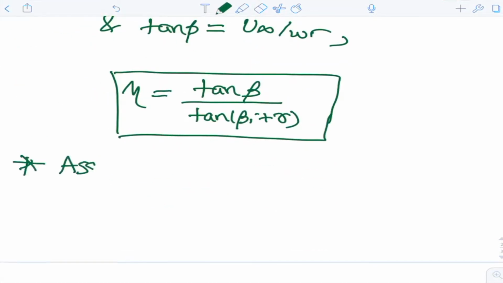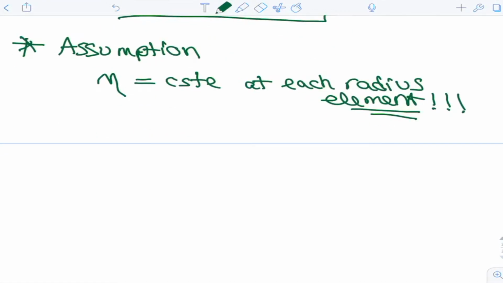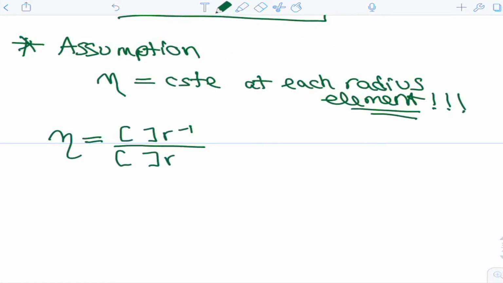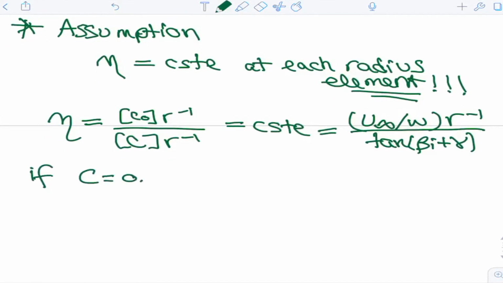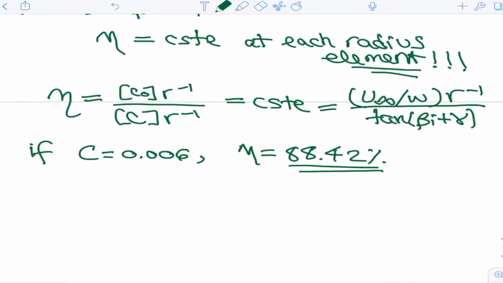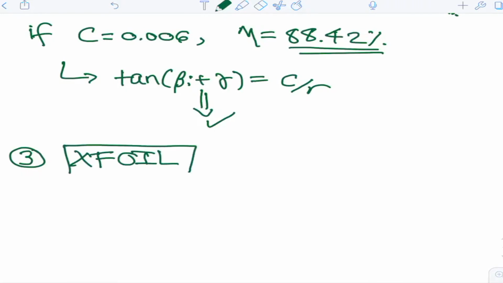Next, we assume that at each radius element, the efficiency is constant. As you can see, we want to cancel out the radial term in the numerator and the denominator of the efficiency equation. From that, we can get the induced beta plus gamma term.